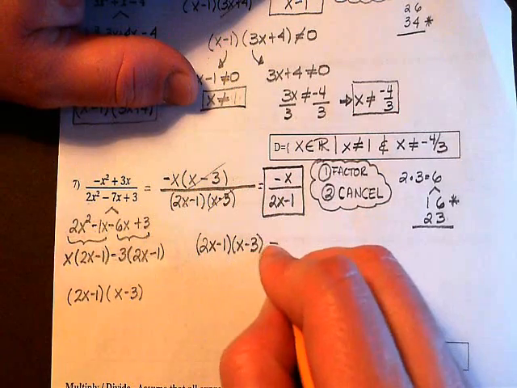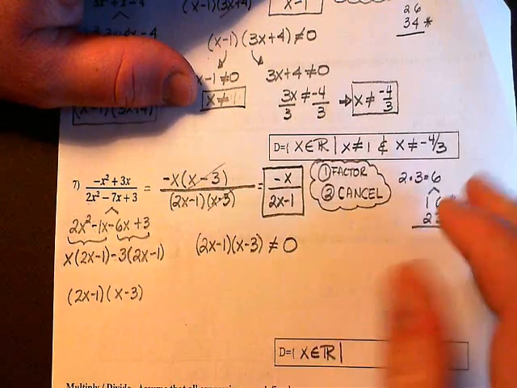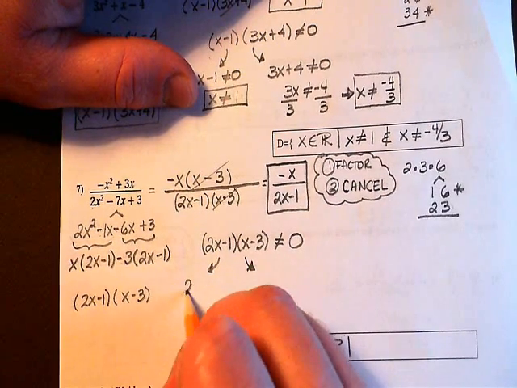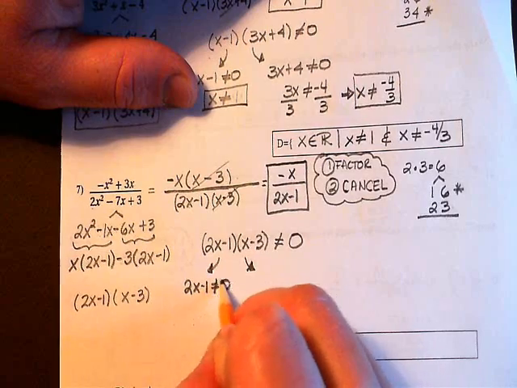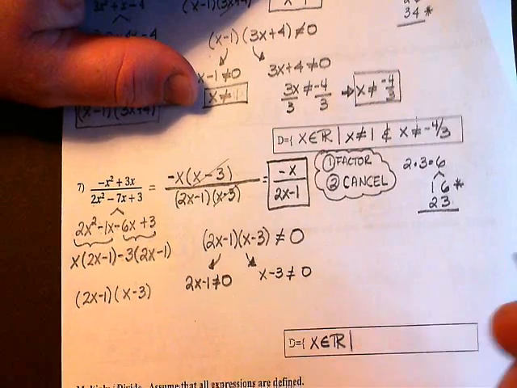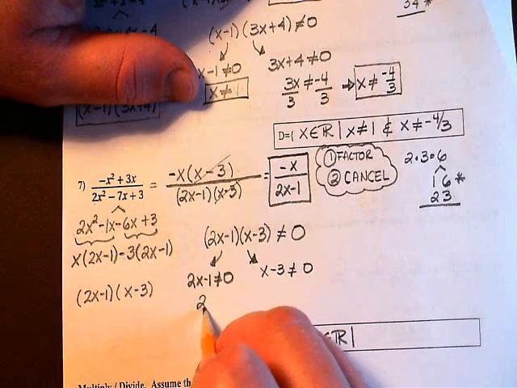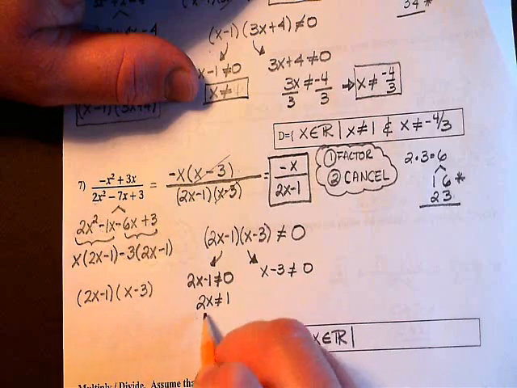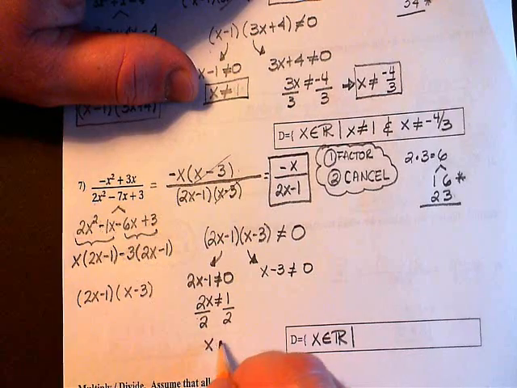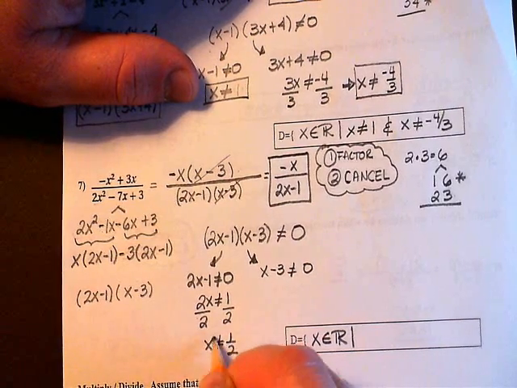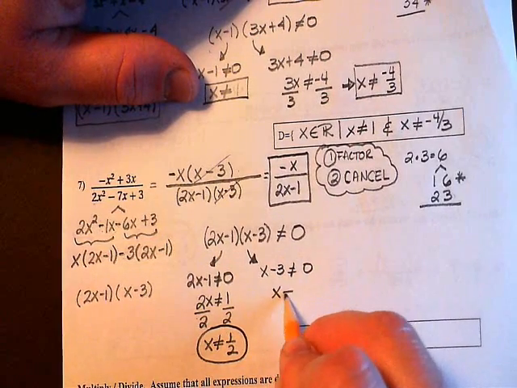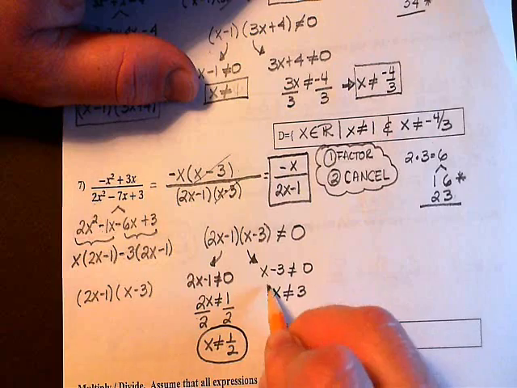So we take that and we set it to different than 0. We break it apart into two parts. 2x minus 1 must be different than 0. X minus 3 must be different than 0. We now solve for x. So this would be 2x different than 1. Divide both sides by 2. X must be different than 1/2. Here, move the 3 to the other side, so x must be different than 3.